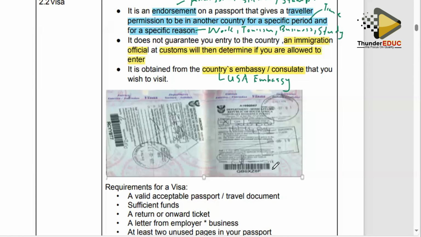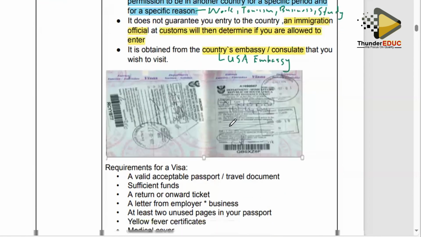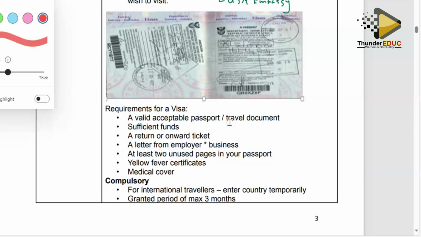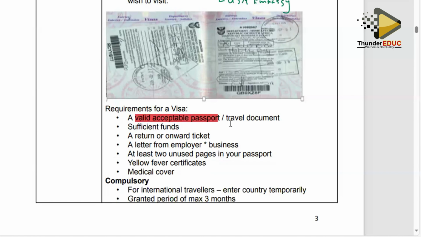It is put on one of the pages of the passport as a stamp or as a sticker. Then we move on to the requirements of obtaining a visa. The first port of call, or the first requirement, is that you must have a valid, acceptable passport. Your passport should be valid. By valid, we are saying that it should not have reached its expiry date. In addition to that, the passport should also be in good condition. This is actually a document. It can get worn out, whereby certain information might not be visible. Perhaps the photograph will cease to be visible, or perhaps the barcode cannot be scanned.